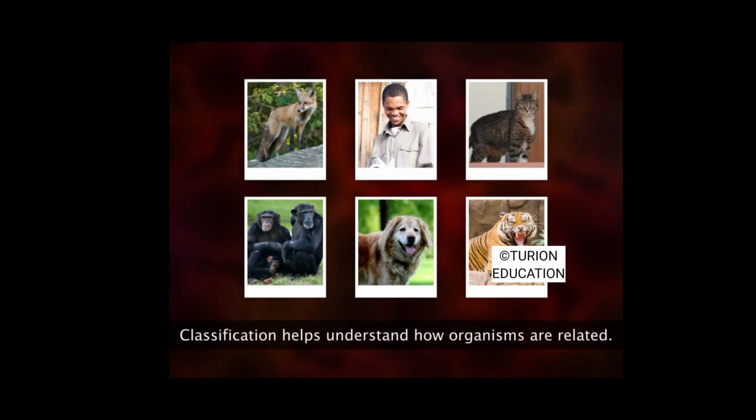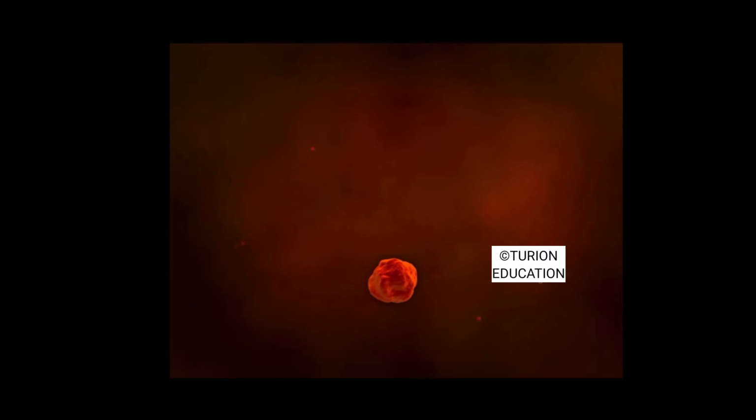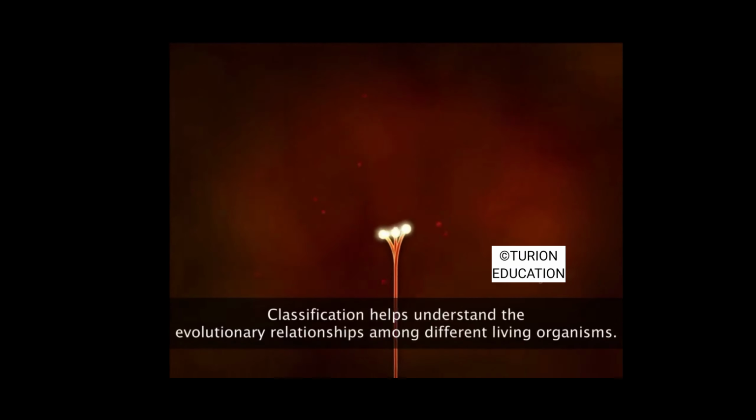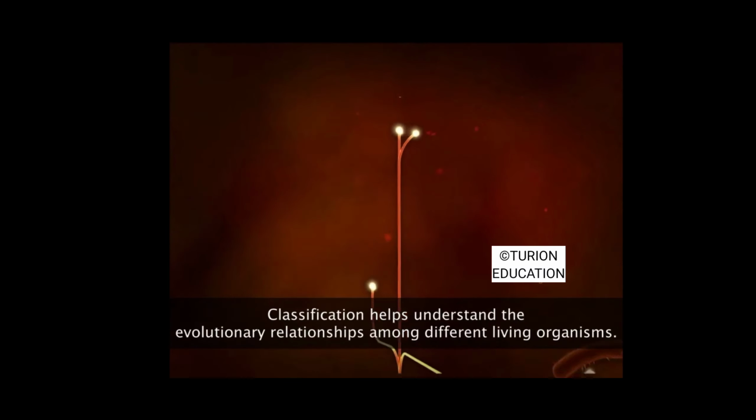Study of morphological and anatomical characteristics of organisms helps establish relationships among them. It is believed that all living forms existing today have evolved from a common ancestor. Classification helps establish the evolutionary relationships among different organisms.